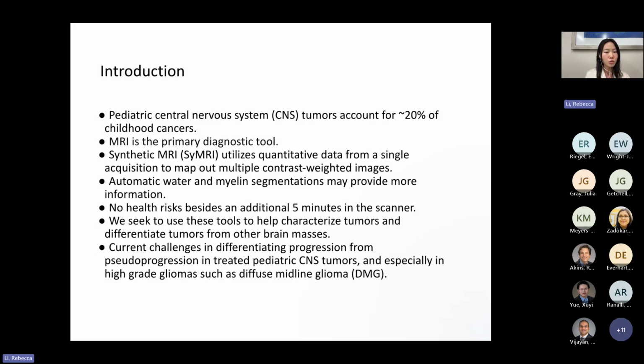And so we hope to use this tool to help characterize tumors and try to also distinguish tumors from other brain masses. A current challenge in diagnosis is differentiating progression of the tumor from pseudoprogression, which is more of a radiation-related inflammatory change that can mimic true progression of the tumor. And that's especially hard to identify, especially with high-grade gliomas such as diffuse midline glioma, which is a very aggressive and invasive type of tumor.